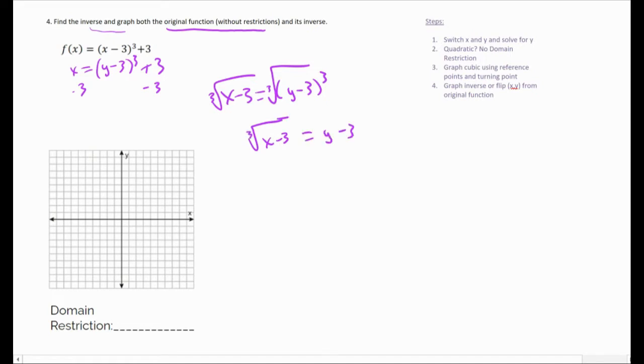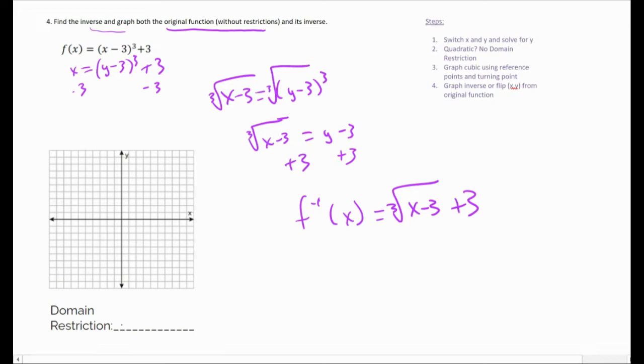Add 3 to both sides, so my inverse ends up being cube root of x minus 3 plus 3. And so now I'm going to graph this.